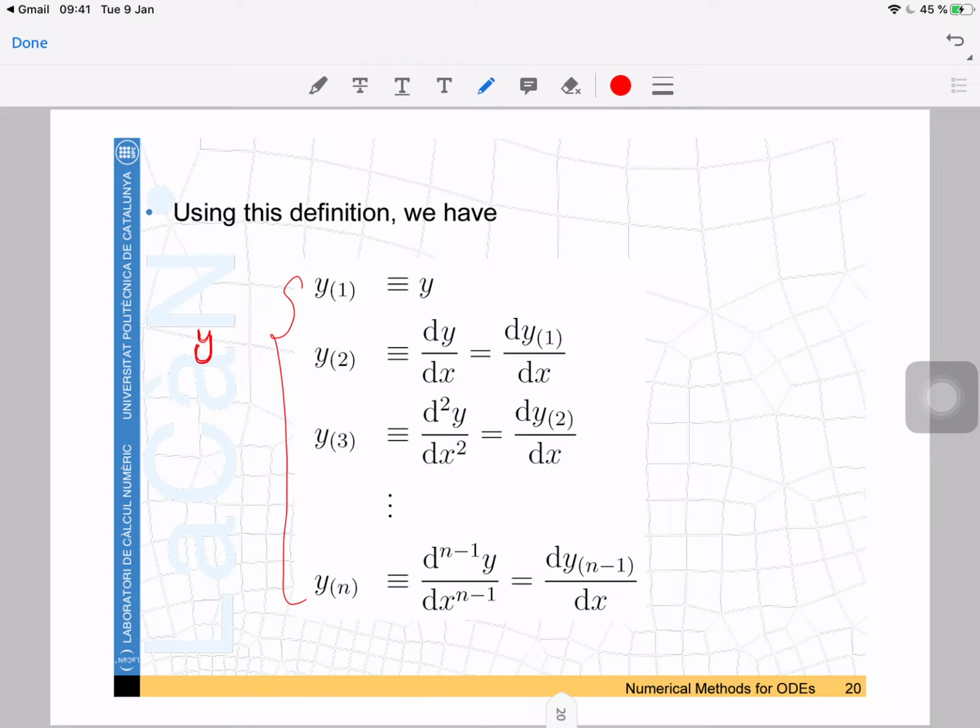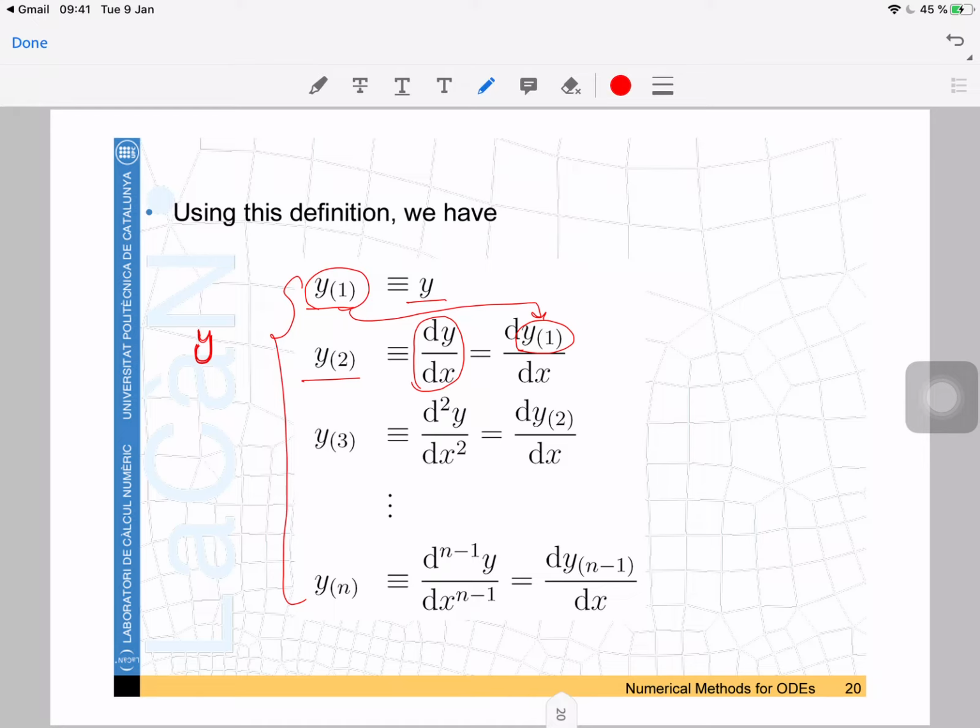So the first component, y1, is y, and the second component is the derivative of y with respect to x. From the previous definition, we know that y is y1. So this y1 from the previous component, we can put it here, and it becomes the derivative of y1 with respect to x.